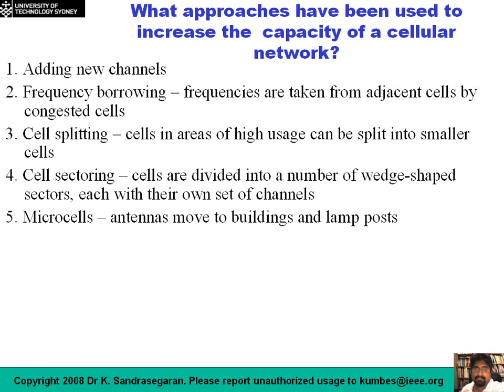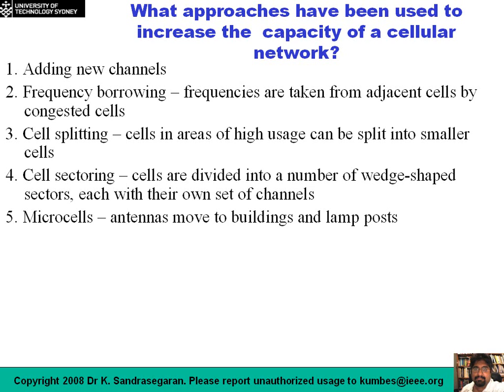Another possibility is something called frequency borrowing, and this follows from the idea of dynamic frequency assignment. Instead of allocating frequencies permanently to cells, we only allocate frequencies when we need, or maybe if one cell is not using its frequencies that well, maybe it can borrow some of its frequencies to neighboring cells. The third possibility is to use something called cell splitting, and we'll have a look at that.